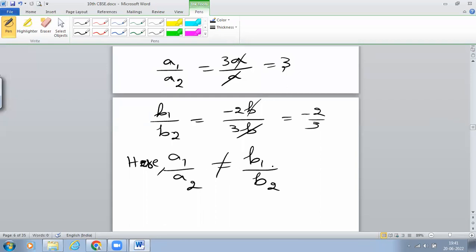If A1 by A2 is not equal to B1 by B2, then the given pair of linear equations will have a unique solution. Are you able to understand this? You all know this, right? Basic things. If A1 by A2 is not equal to B1 by B2 for any pair of linear equations, then that pair will have a unique solution. Do you remember this now?